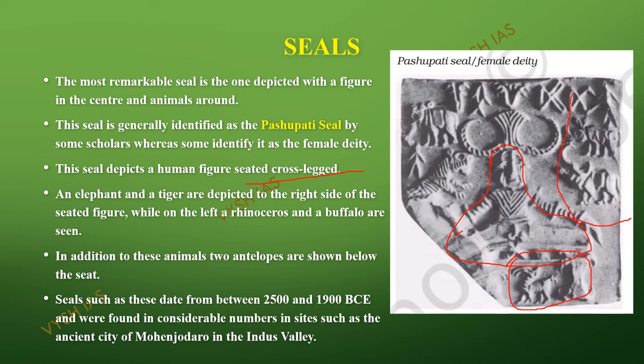These seals date between 2500 and 1900 BCE and are found in considerable numbers. They are found in more quantity in the ancient city Mohenjo-daro. Many seals were found in Mohenjo-daro.